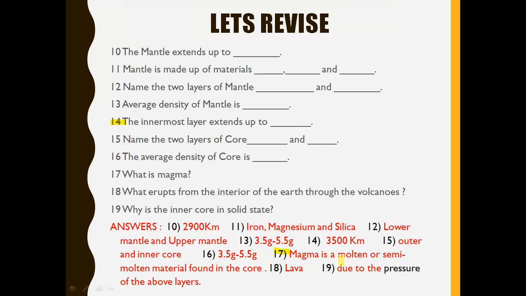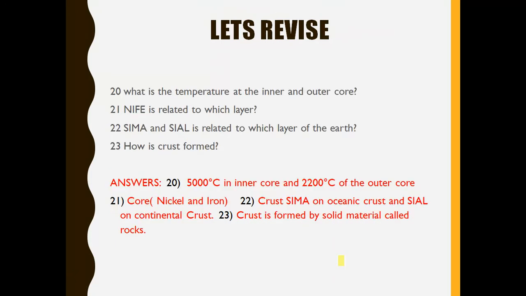Now, the inner core can never be in a semi-solid state because there is so much pressure on the innermost layer, especially the inner core. That is why it is in a solid state. Some more questions now. What is the temperature? We did that. Inner core, the temperature is 5,000 degrees centigrade. The outer core, the temperature is 2,200 degrees centigrade.